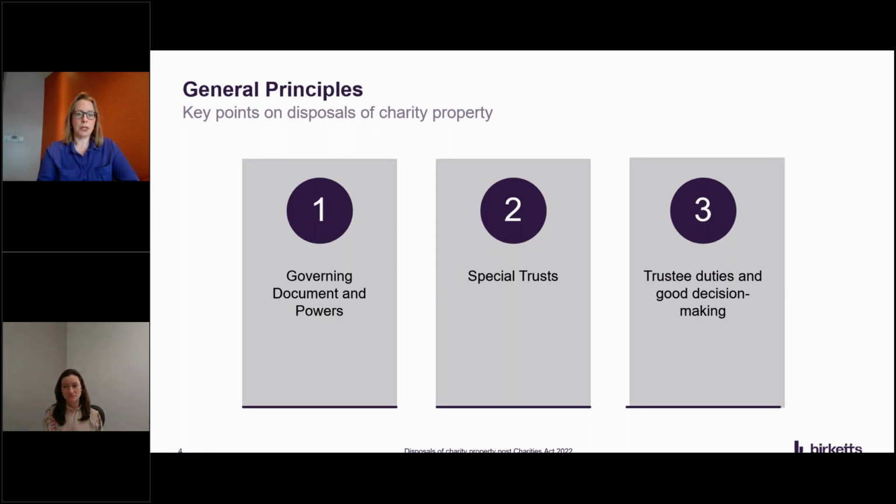So some general principles and things to bear in mind when looking at any disposal of land or property owned by a charity. And I've made 3 points here. So governing document and powers. One of the first things we always look at when advising charities is the governing document of the charity. And this can take many different forms depending on the type of charity. So for a company, it might be memorandum and articles, or for an unincorporated charity, it might be a trust deed, and various other forms.